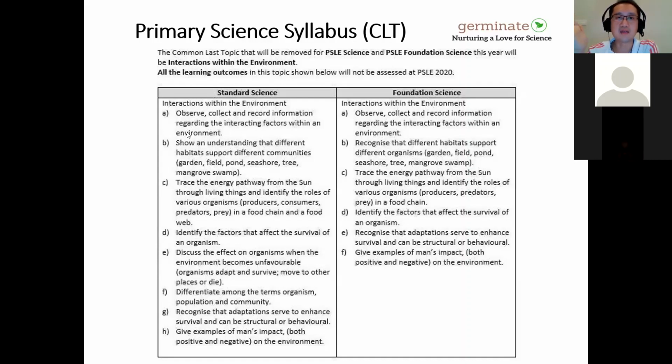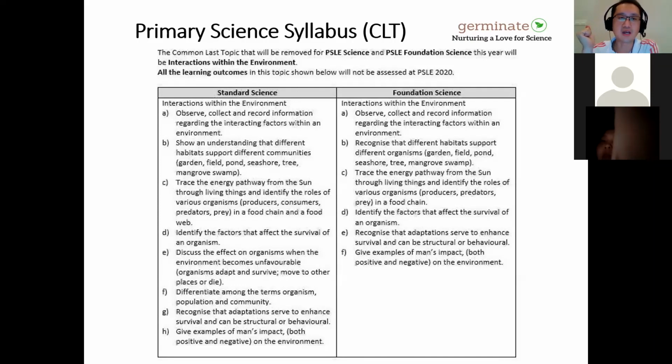So looking at the standard science, we have the living things and environment for part A, part B. Part C is of course our food web food chain. Then part D, part E, okay, and part F again about living things and the environment. For part G is on adaptations, and for part H is man's impact on the environment. So that's when all this becomes important, that your child, even though they are not going to be tested on this, in school they will still be teaching them.